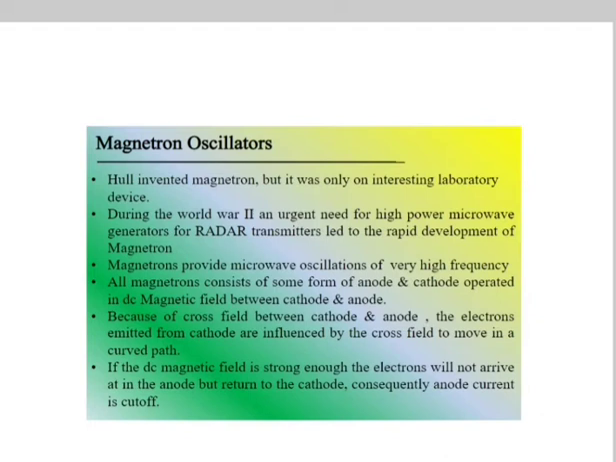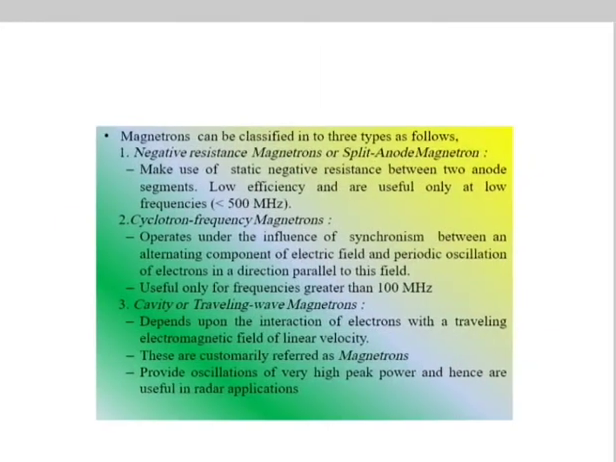All magnetrons consist of some form of anode and cathode operated in a DC magnetic field between cathode and anode. Because of the crossed field between the cathode and anode, the electrons emitted from the cathode are influenced by the crossed field to move in a curved path. If the DC magnetic field is strong enough, the electrons will not arrive at the anode but return to the cathode. Consequently, anode current is cut off.